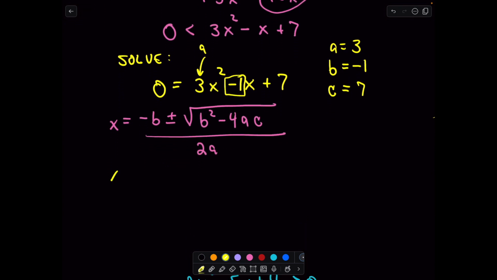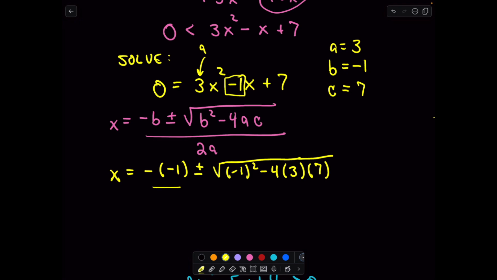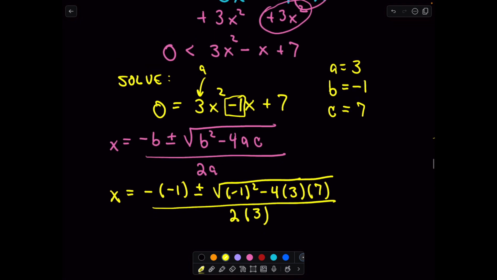Okay. So it says we have negative b, which is negative negative 1, plus or minus the square root of b squared, which is negative 1 squared, minus 4 times a, which is 3, times c, which is 7, all over 2 times a, which is 3. Now, one thing I want to point out here, if we simplify underneath the square root, I'm already noticing something.